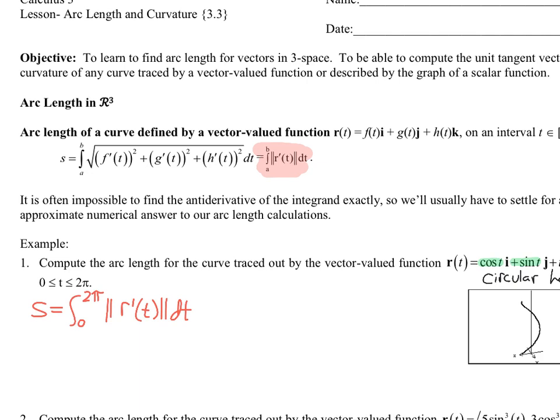So let me just jot that down here. Cosine has a derivative of negative sine. Sine has a derivative of cosine.